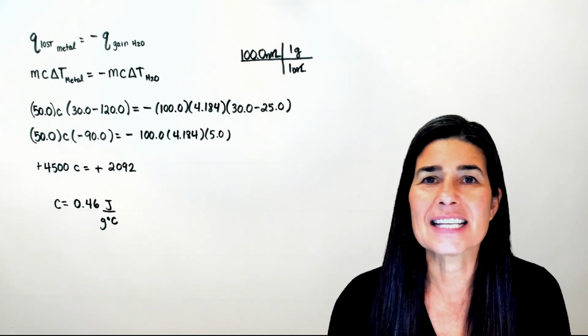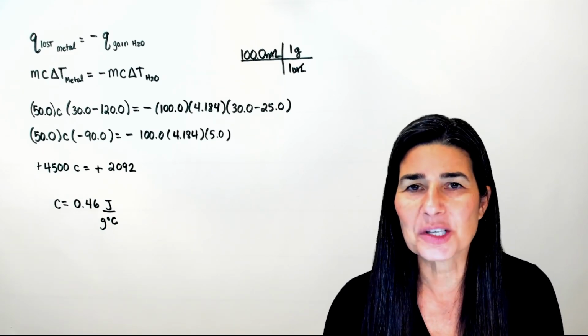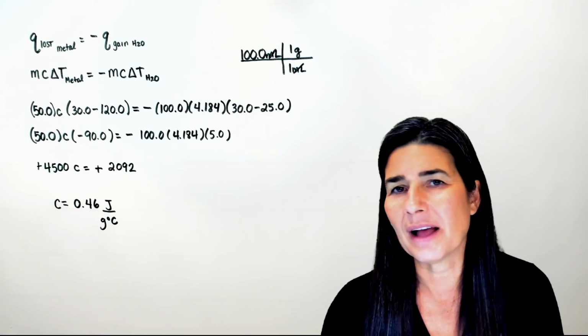That is very typical of metals. Metals have specific heat capacities somewhere under 1, between 0.2 and 1 in that range.